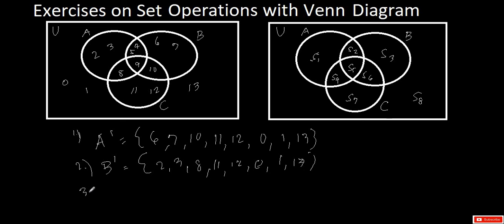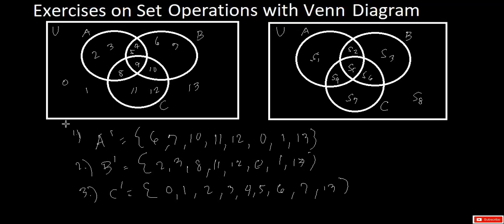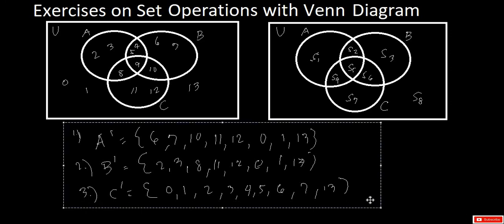Okay, what about number 3, C complement, the complement of set C? The elements that are not in set C are 0, 1, 2, 3, 4, 5, 6, 7, and 13. This time, let's try a little bit more complicated problem involving more than one operation.